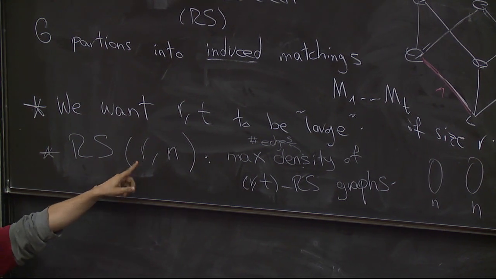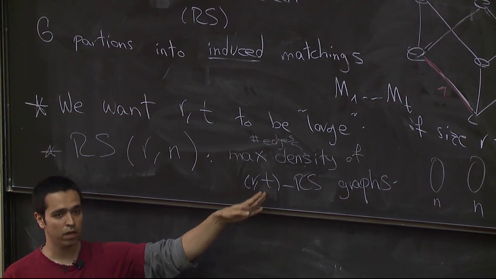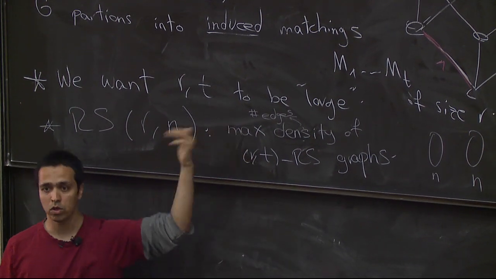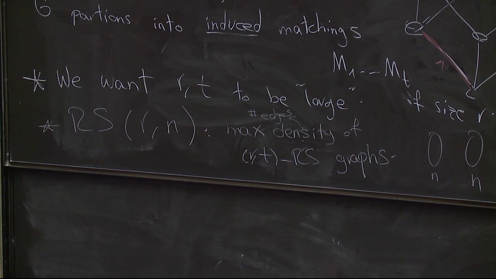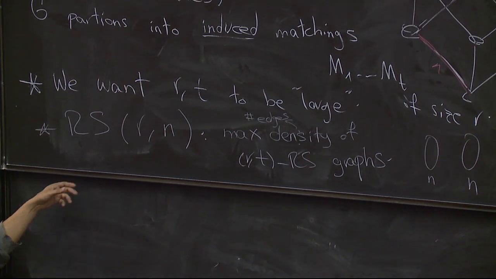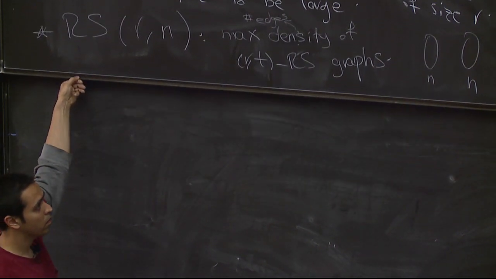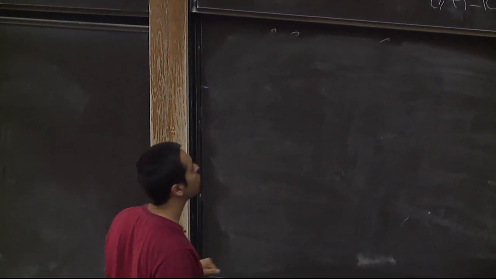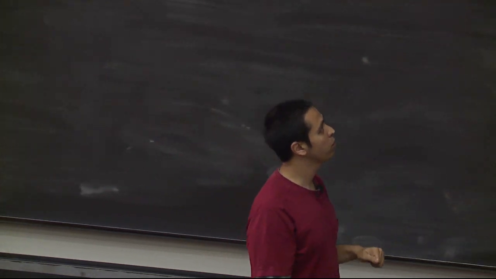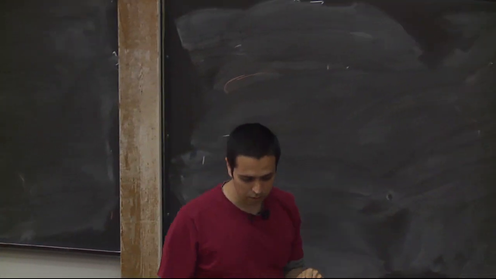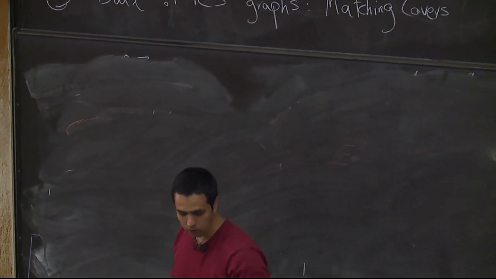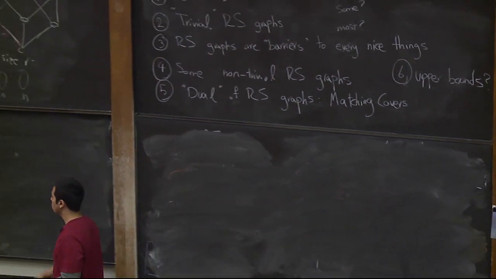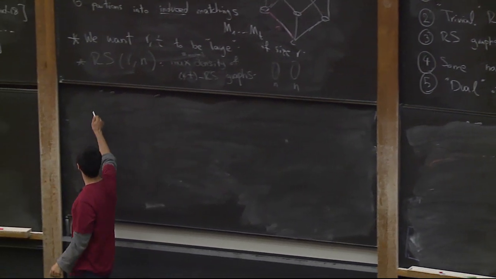R is fixed here, N is fixed, so basically I want to maximize T. And when I maximize it, this quantity becomes R times T. Good, okay. So at some point, I will write a table of the things we know about RS graphs, but that will be for a bit later. Let's talk about trivial RS graphs at the moment. Does anyone have any question at this point? Okay.